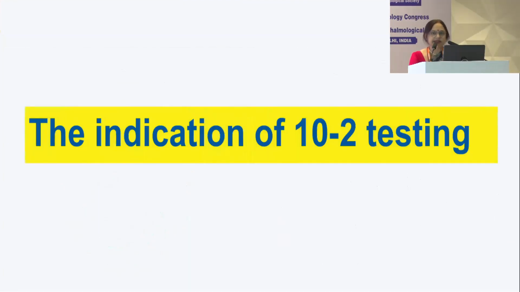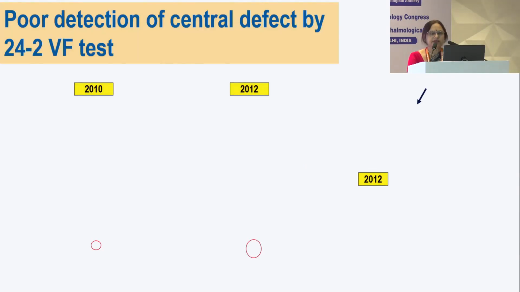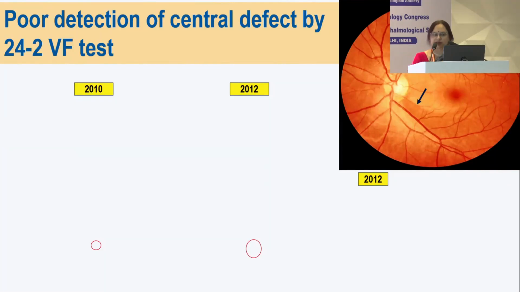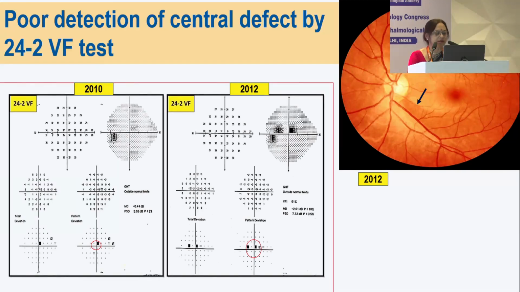Next I am coming to the second part of my topic, that is the indication of 10-2 testing. Let's start with a case presentation. This patient is a glaucoma patient, normal tension glaucoma, 40 years old, and when we did our 24-2 in 2010, the patient had only this defect, just the centralmost 1 point, a single point defect. And in 2012, the patient presented with initial parafoveal scotoma.